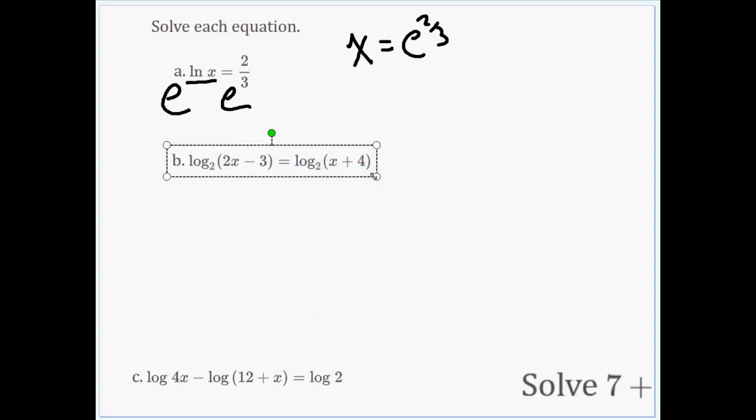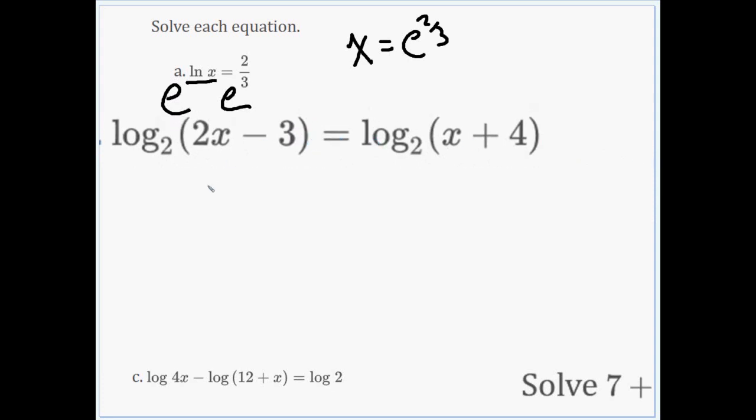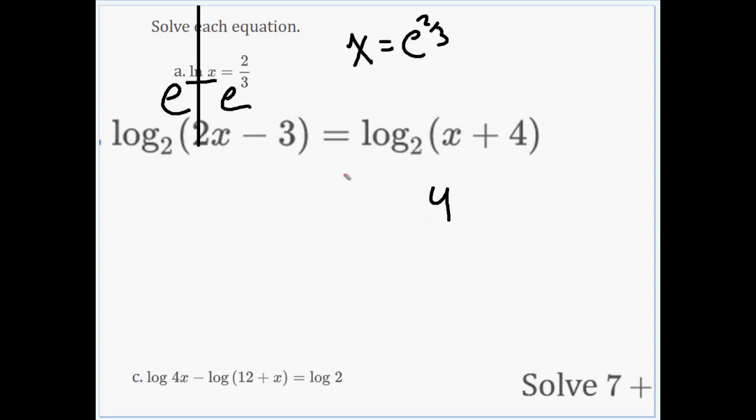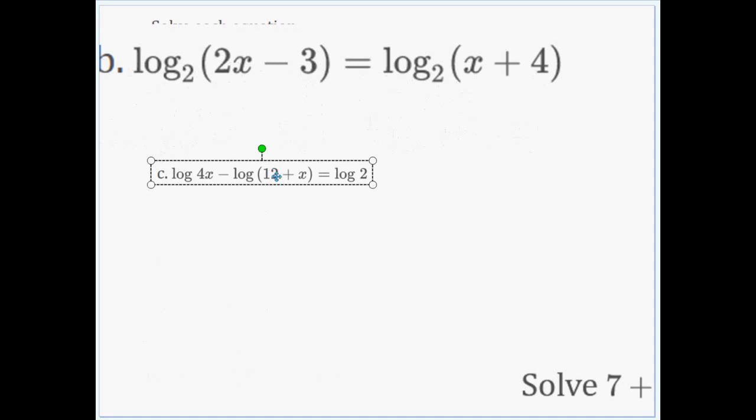Next up, log base 2 of this is equal to log base 2 of that. So we can set them equal. We've got 2x minus 3. We can set that equal to x plus 4. Subtract x, so now we're down to 1x is equal to, add 3 to both sides, x is 7. And if we try 7 in each of our logs, we're left with positive numbers, so everything's good.